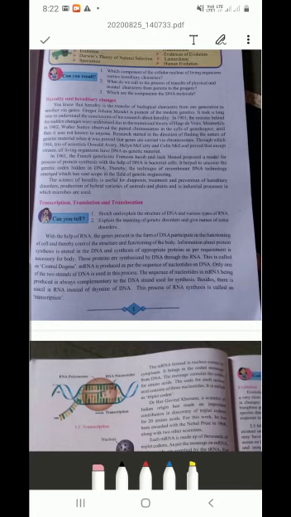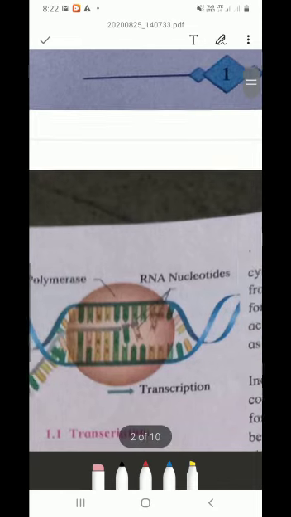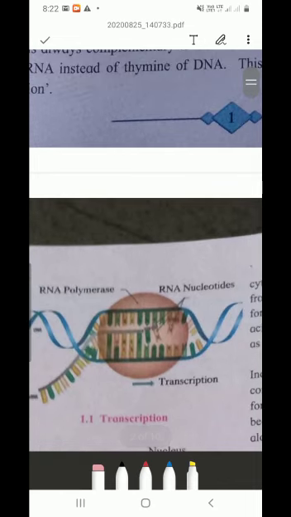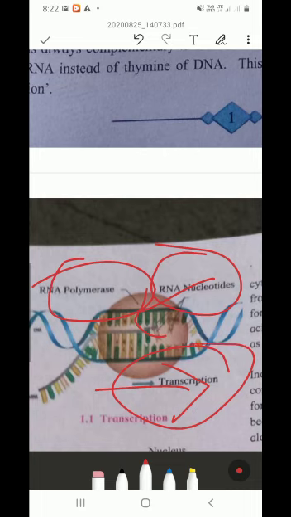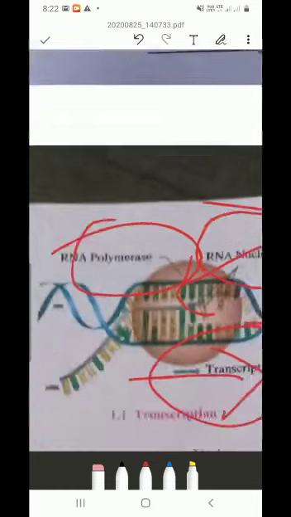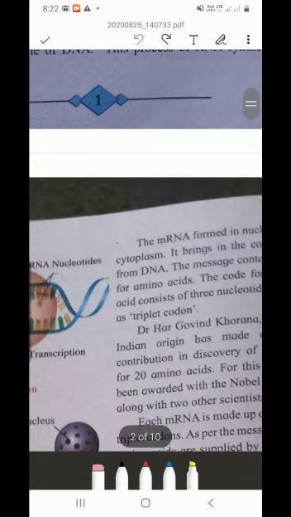So here you can see the picture of transcription. If you see here neatly, you will get RNA polymerase and RNA nucleotides, and transcription is going on. If you see neatly, you will get the nucleotide sequence in mRNA. In this form you can go through it.